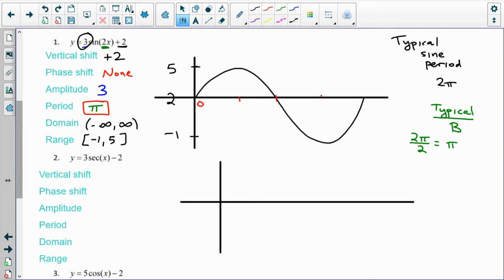So what I have to do is figure out where all of the major points are, like all my maximums, minimums, and then spots in the middle where it hits the midline. And so normally what I will do is take my period and divide it by 4. And that will give me how much I add for every interval. So in this case, the period is pi. So pi divided by 4 is how much I add.